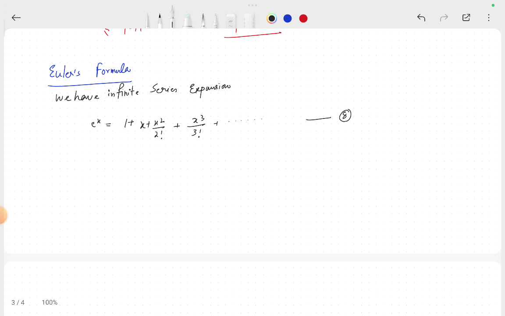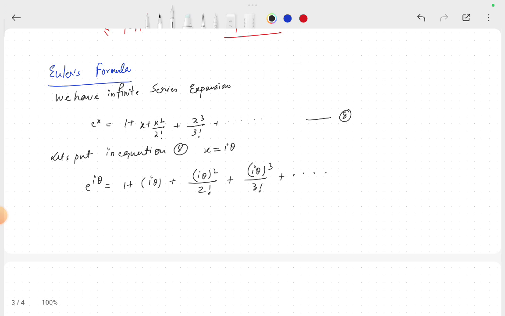Now put in equation number 8, x equals to i theta. So we get e to the power i theta equals to 1 plus i theta plus (i theta) whole square by 2 factorial plus (i theta) whole cube by 3 factorial plus and so on.